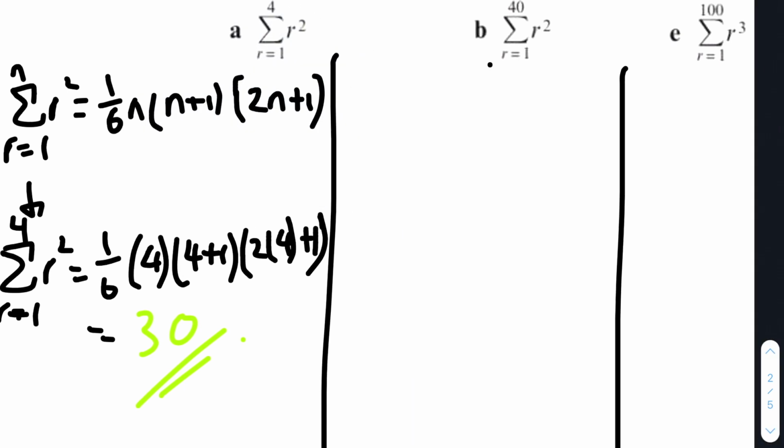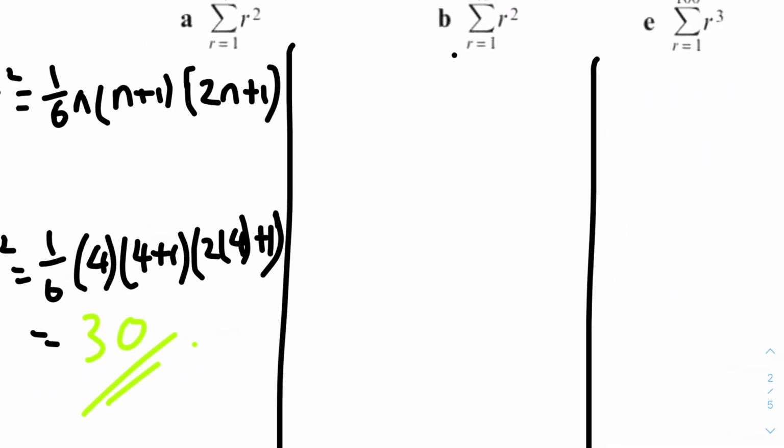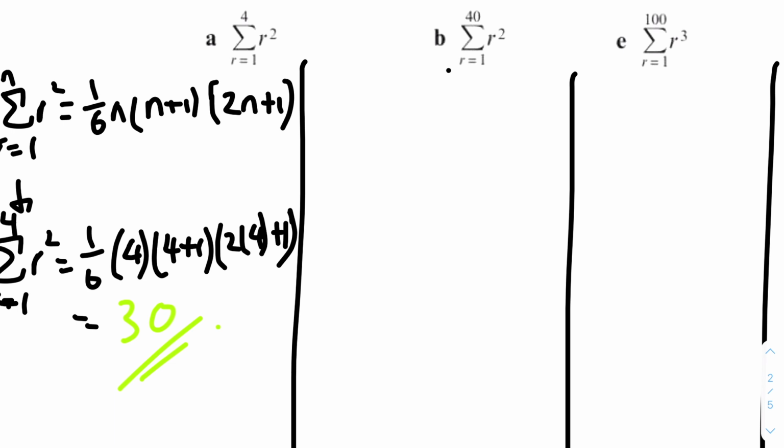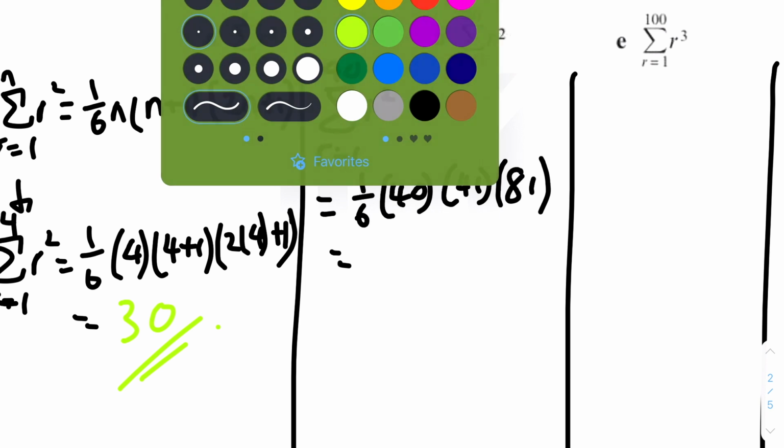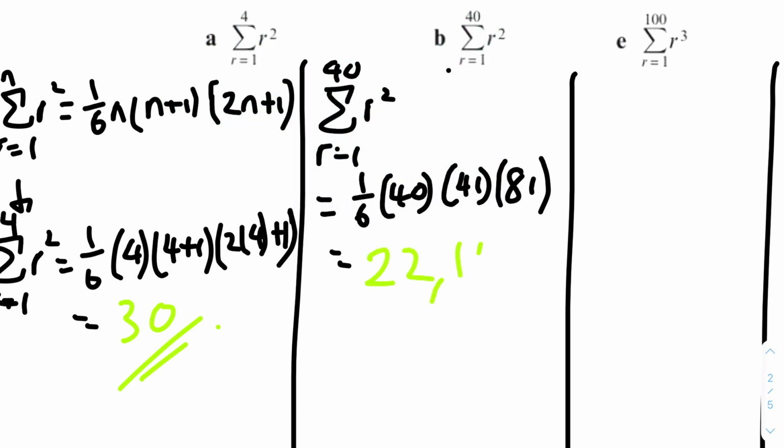And question 2 is basically the same, for the sum of r squared from r equals 1 to r equals 40. So in this case we just have to substitute n by 40, because n is basically the upper limit of the sum, so 40, and this will be equal to 1 over 6 times 40 times 41 times 2 times 40 is 80, 80 plus 1, 81. And this will get us, let me just put into my calculator, sum of r squared from r equals 1 to r equals 40, and that gets us 22,140, like so.